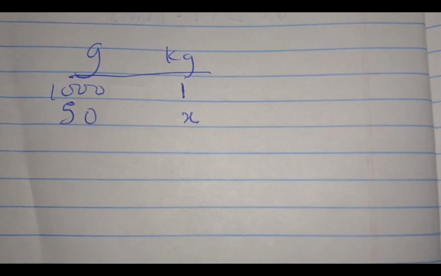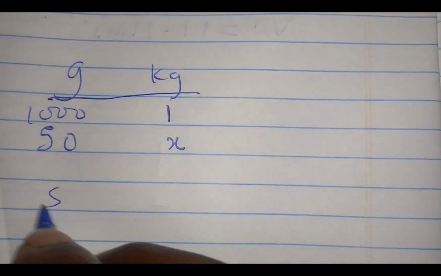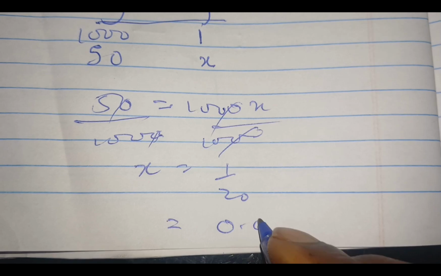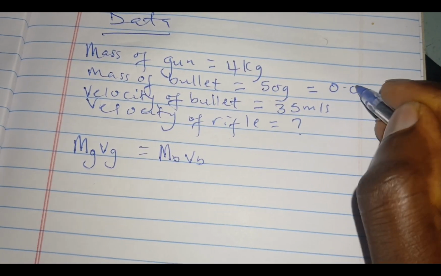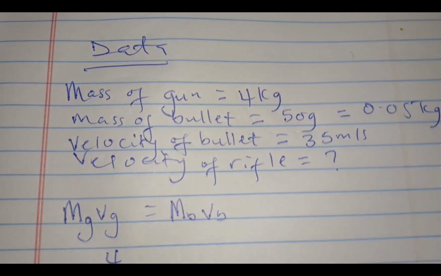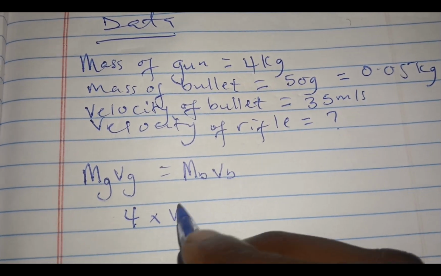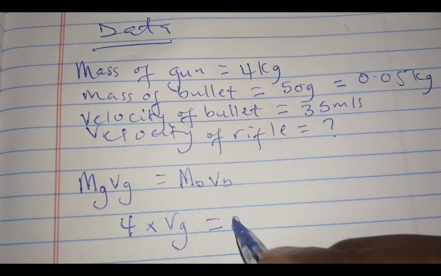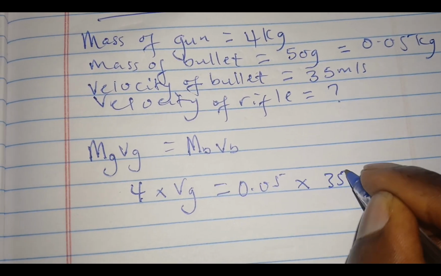So if 1000 grams makes 1 kilogram, then 50 grams will make how many kilograms? So 50 grams is also equal to 0.05 kilograms. So the mass of the gun is 4 times the velocity of the gun. Now velocity of gun is not given, and the mass of the bullets is 0.05, multiplying the velocity of the bullet, which is 35.